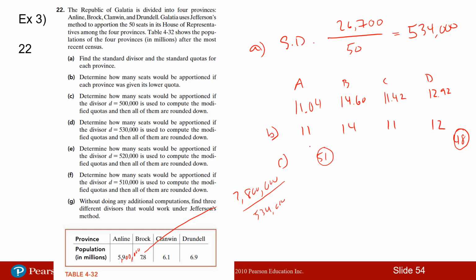For D, let me erase this. Well, let's see, we've got a couple of minutes left. Let's do the numbers here for this one. So we want to hit 50. That's what we want to do. We want to hit 50 using a lower quota.